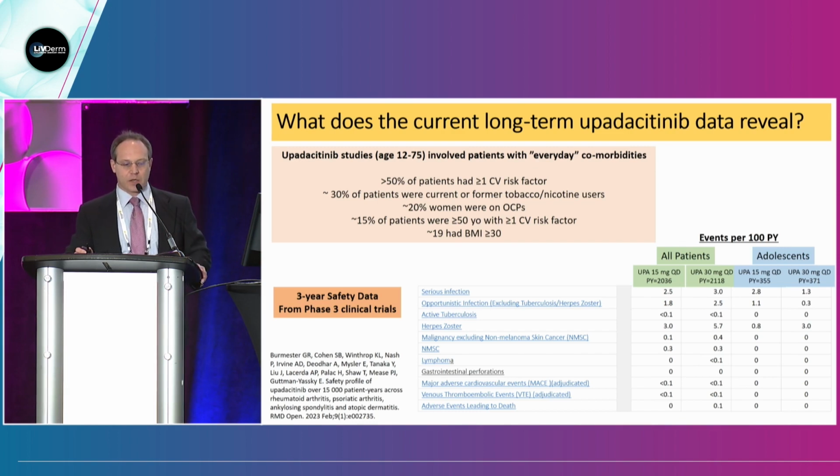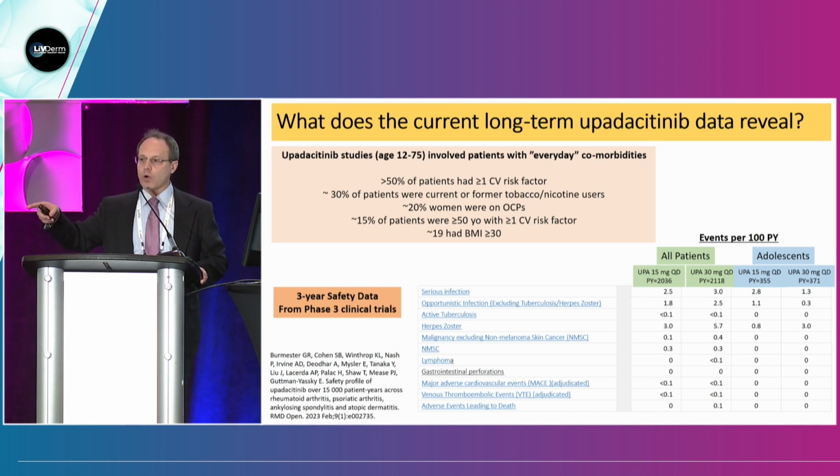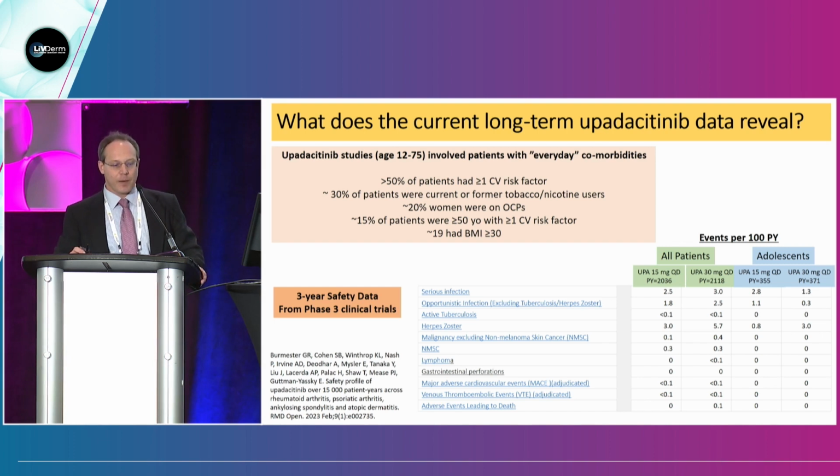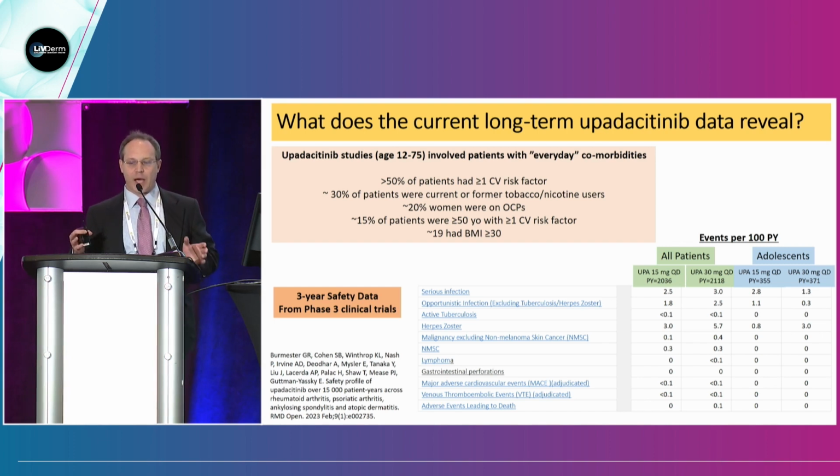30% of patients were current or former tobacco or nicotine users. 20% were women on OCPs, and 15% of patients were older than 50 with one or more cardiovascular risk factors. Around 19% had a BMI greater than 30. This sounds like the average American population to me. This isn't a cherry-picked group of people.